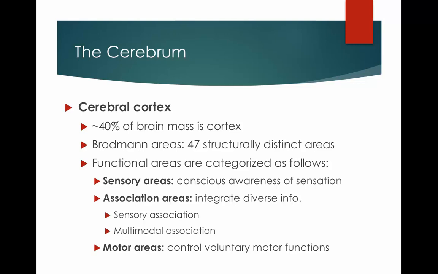We have sensory areas. These are going to be areas of cortical tissue that make us consciously aware of a particular sensory stimulus. We have association areas, which are going to be cortical areas that further process and integrate sensory information. It can be just a particular stimulus, like with a sensory association area, or it can be multiple sensory inputs that are being further integrated and processed in our multimodal association areas. And then last but not least, we have a motor area category. This is going to be cortical tissue that is responsible for dictating motor outputs or planning varying motor functions. So all of our voluntary motor functions are controlled by these motor areas within the cortical tissue.